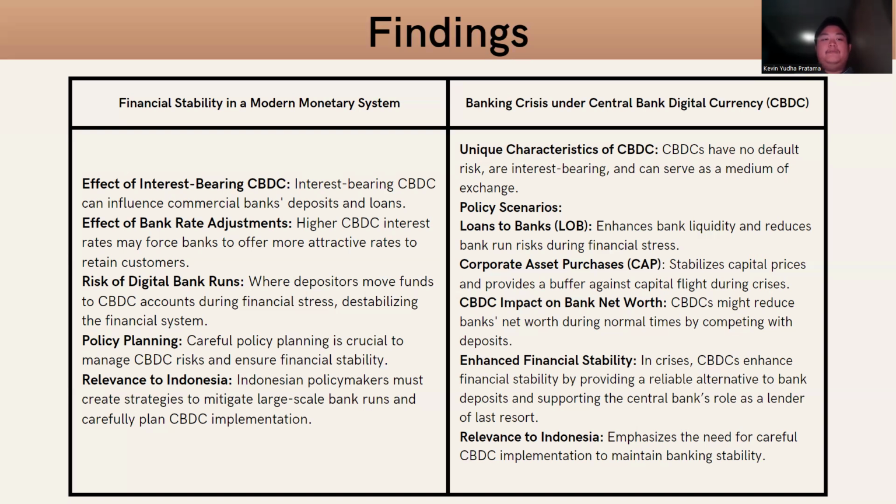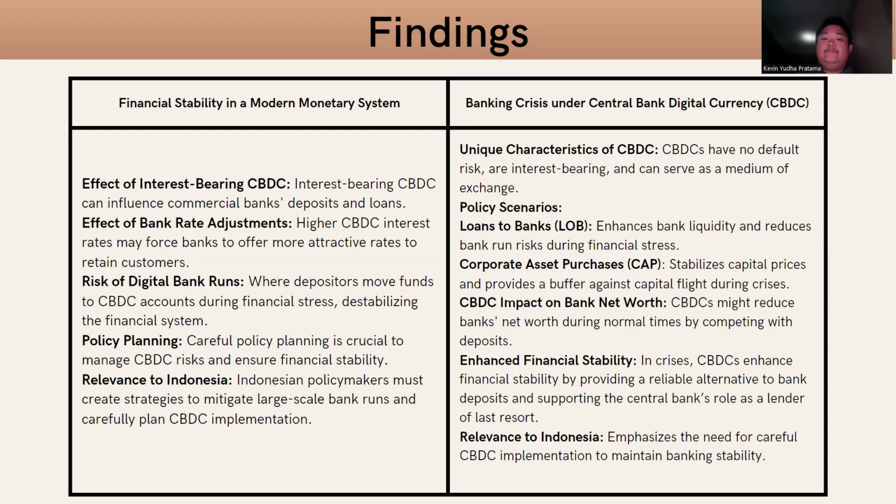We will then talk about the policy scenarios that are possible for CBDCs. The first one is loans to banks, or LOB for short. It enhances bank liquidity and reduces bank run risk during financial stress. And the second policy scenario is corporate asset purchases, or CAP. It stabilizes capital prices and provides a buffer against capital flight during crises.